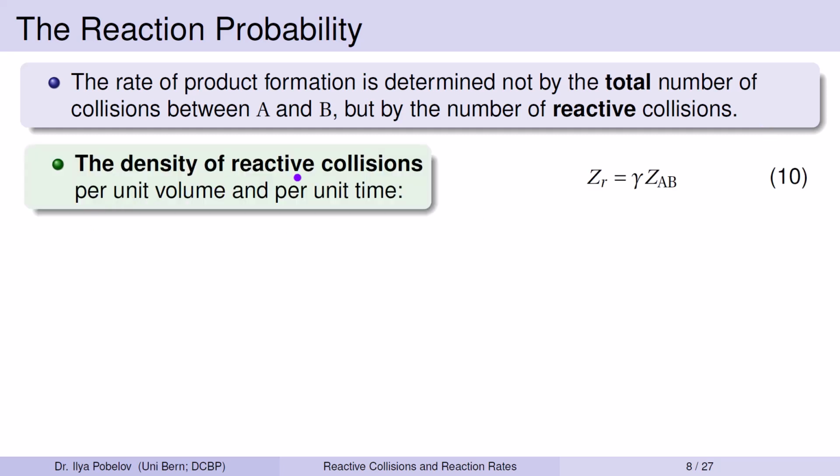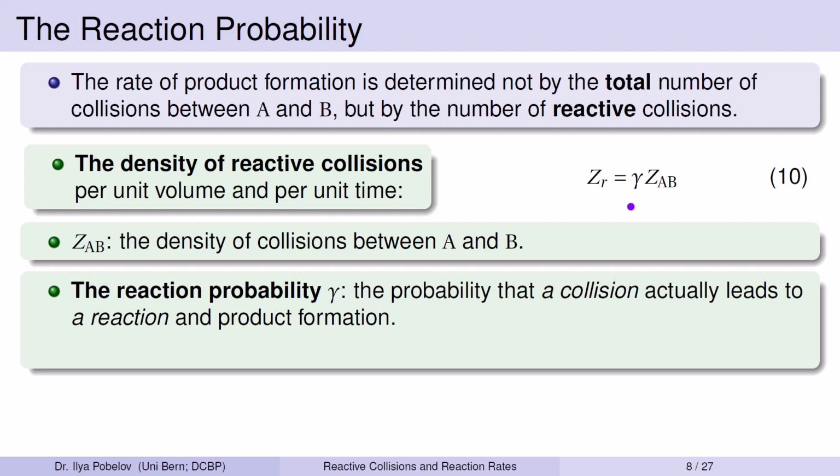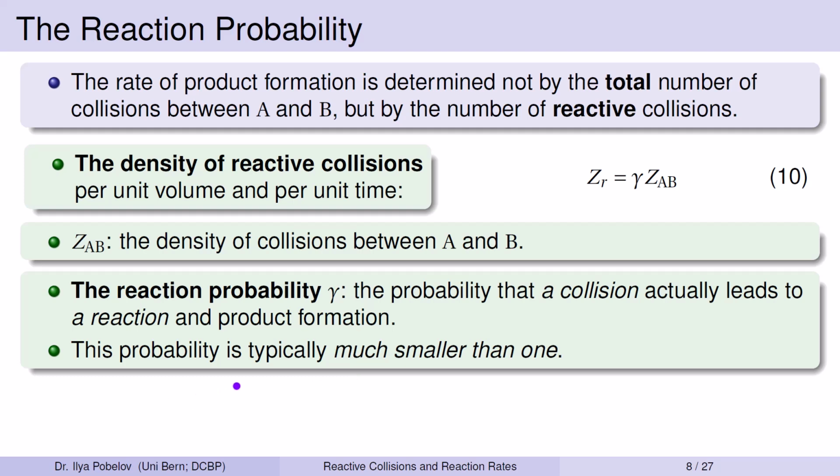The density of reactive collisions per unit volume and per unit time, which we label ZR, depends on two factors. First, ZAB, the density of collisions between A and B, which we have just determined. Second, the reaction probability, denoted by gamma. It is the probability that a collision actually leads to a reaction and product formation. This probability is typically much smaller than 1.